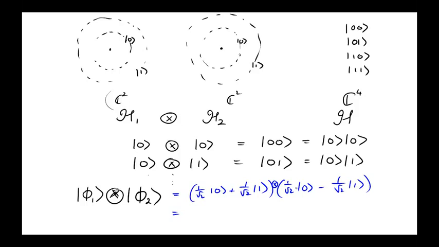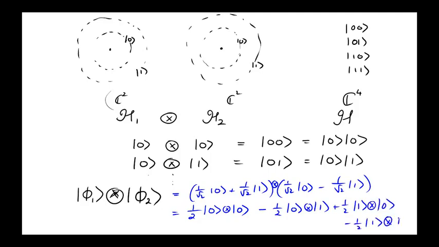And now, when we take tensor products, it's distributive, exactly the rules that we followed. And we'd write the answer as 1/2 of 0 tensor 0 minus 1/2 of 0 tensor 1 plus 1/2 of 1 tensor 0 minus 1/2 of 1 tensor 1. That's what the tensor product of two states would look like.